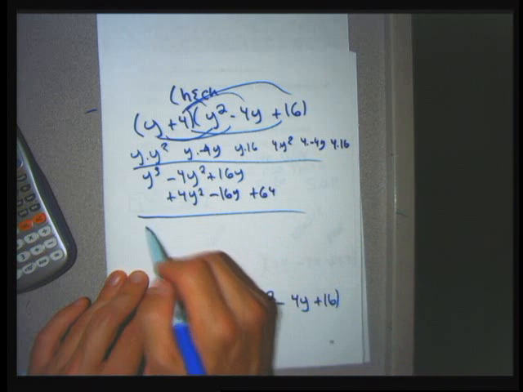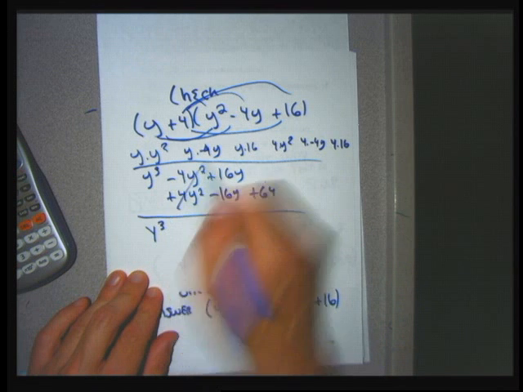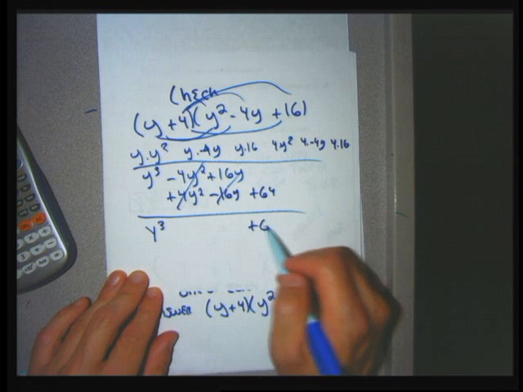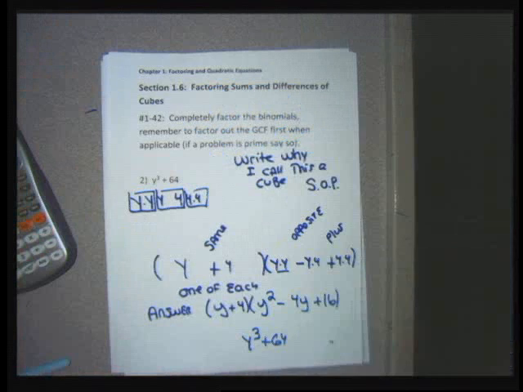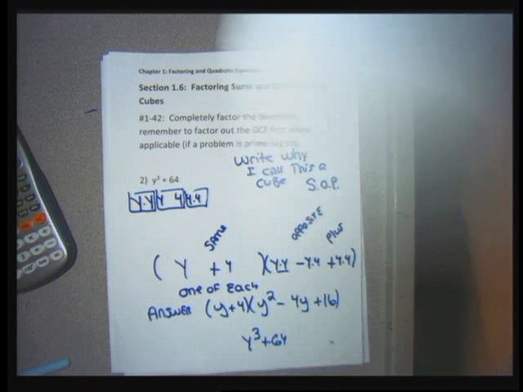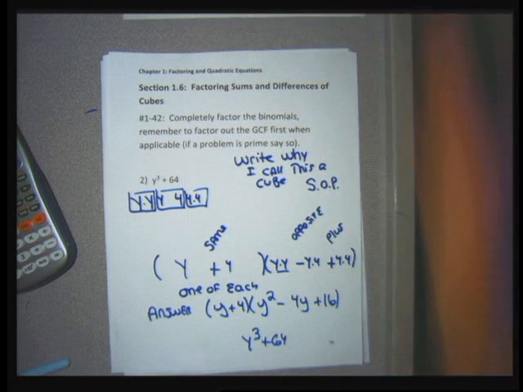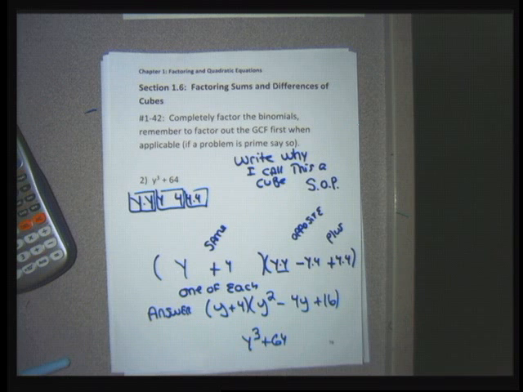The y cubed I'll bring down. These are going to cancel, and the 64 I'm going to bring down. So this multiplies out to be y cubed plus 64, and because that's exactly the original problem, I know I've done my answer right. Even though the factoring looks really complicated, more different than what I'm used to seeing in a factored answer, that's considered factored correctly. The nice thing about cubes is other than the signs, I fill up the parentheses the same way, meaning one of each and then pair and multiply.